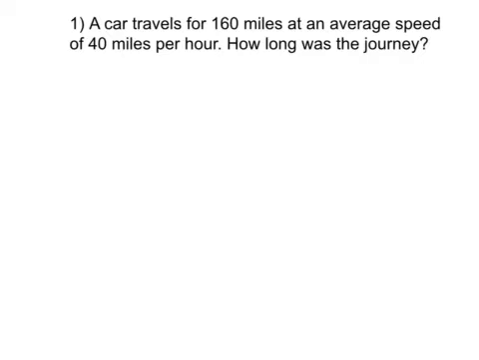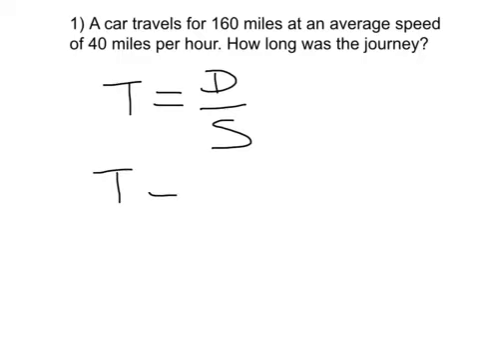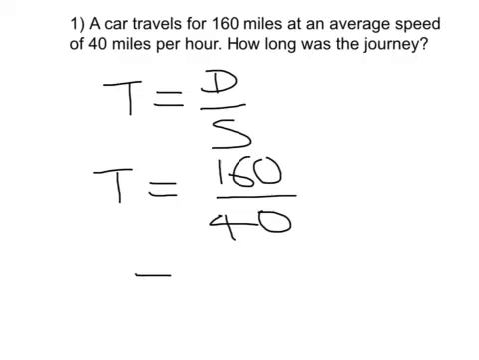So to work this one out, we just write down our formula, which is time equals distance over speed. We substitute in the values, so we know that time is 160 miles divided by 40 miles per hour, and we know that 160 divided by 40 is 4, and the units are hours, so the answer is 4 hours.